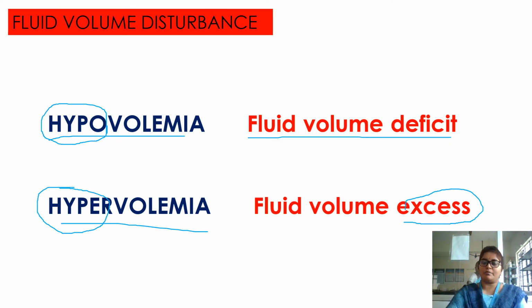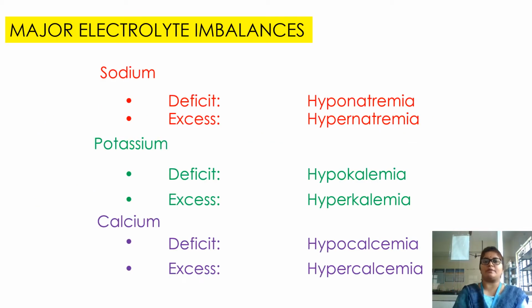So you have to remember what is hypo and what is hyper. Hypo is when there is a fluid volume deficit, and if it is excess, then it is called hypervolemia. And we'll see the terms that are used to describe electrolyte imbalances. The three major electrolytes present in the body are sodium, potassium, and calcium. So what do we call it if there is a deficit and if there is an excess? If there is a deficit of sodium, we call it hyponatremia, and if it is excess, we call it hypernatremia.